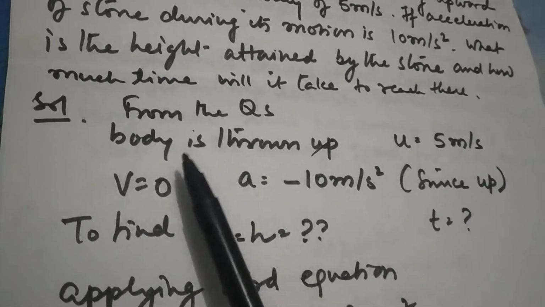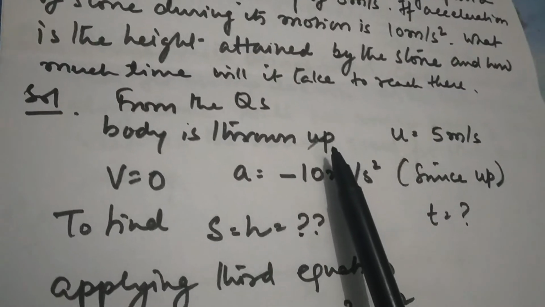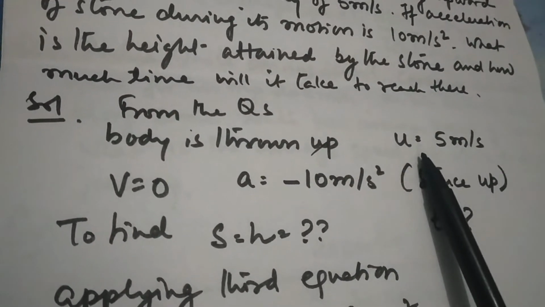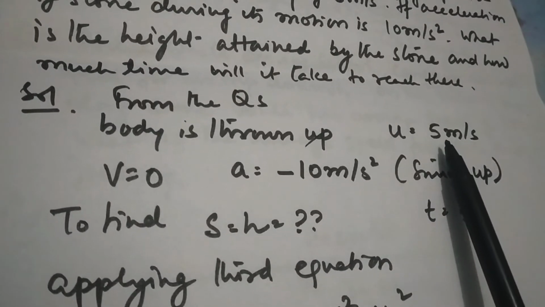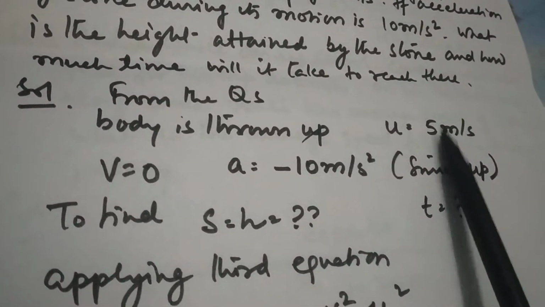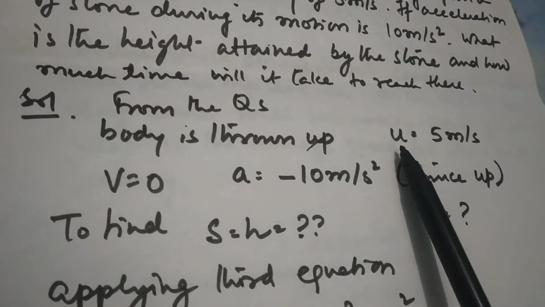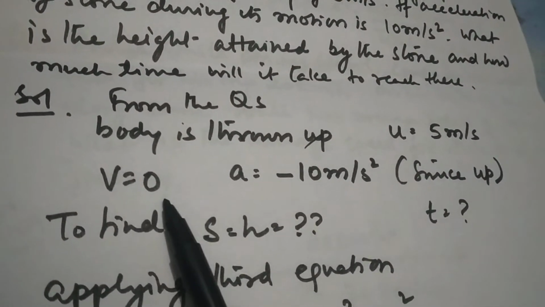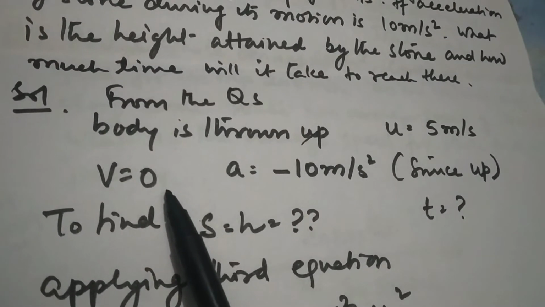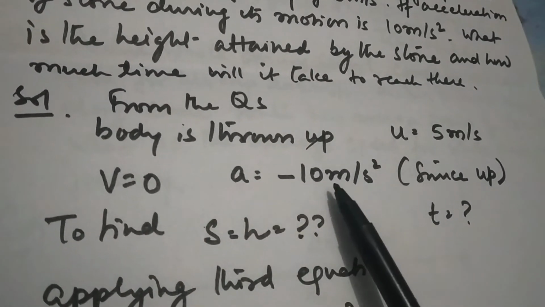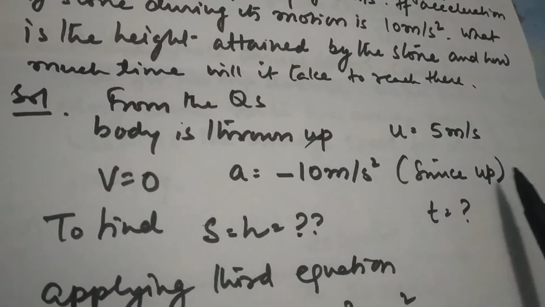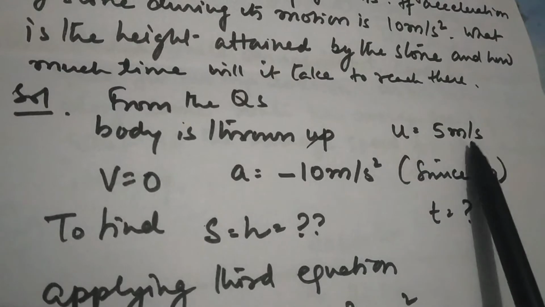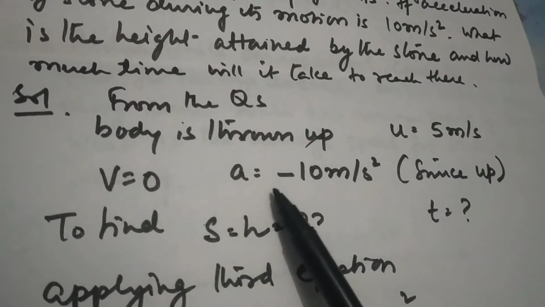Now from the question, the body is thrown up. It is case number 2. We have thrown the body upward. We said u will not be 0, so what is given in the numerical here is 5. Read the question well. u is given as 5. v is not given here, but what you have to take is 0, because in the second case v is always 0. a is given as 10, but since the body is going up, I always told you that it is to be taken as negative. So u is 5, v is 0, a is minus 10.